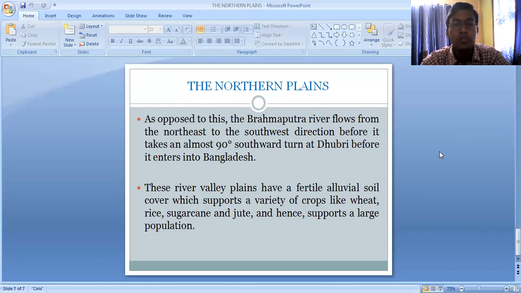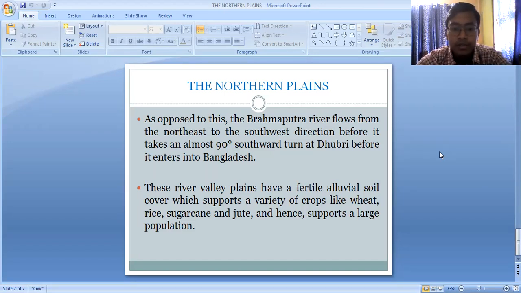The Brahmaputra river flows from the northeast to the southwest direction before it takes an almost 90-degree southward turn at Dhubri before entering into Bangladesh. Basically it flows from the northeast towards the southwest, and then ultimately it takes a 90-degree bend. Dhubri is the name of a place in Assam. From Dhubri, the river Brahmaputra enters Bangladesh. After entering Bangladesh, the Brahmaputra and Tista join together, and these two rivers then join the river Ganga, and they ultimately drain into the Bay of Bengal.